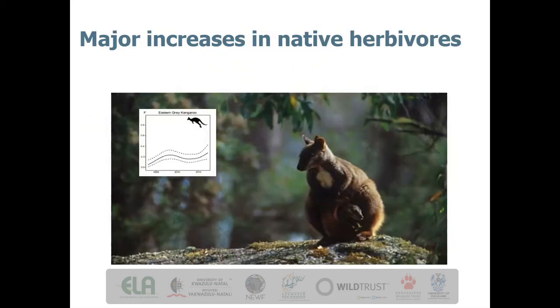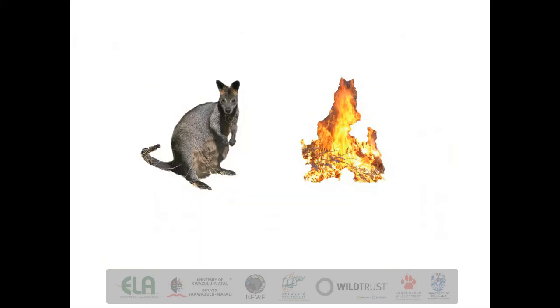One of the consequences of this highly successful intensive bait program is that we have a big increase in the number of native herbivores. So this is a swamp wallaby, and it and the eastern grey kangaroo have undergone substantial and quite systematic increases in population over time. And one of the things that we understand from this park is that when we have burn events, the vegetation changes in ways that makes it more palatable for animals such as the swamp wallaby, and that is changing the vegetation in quite dramatic ways.